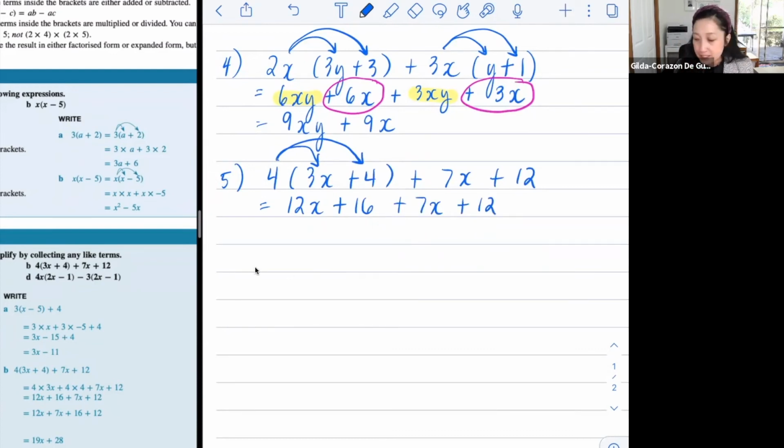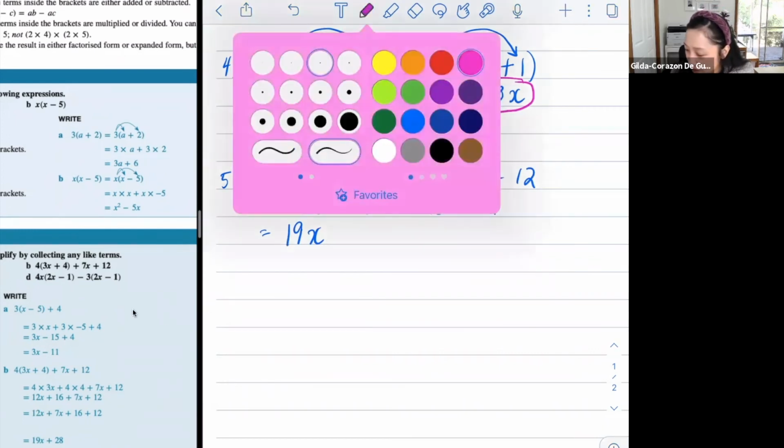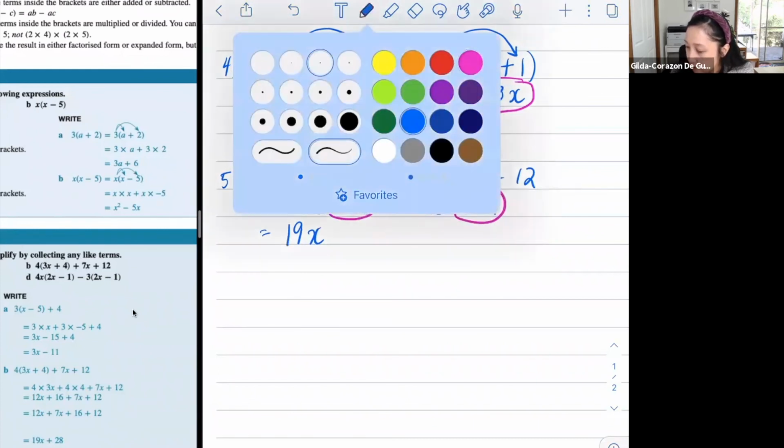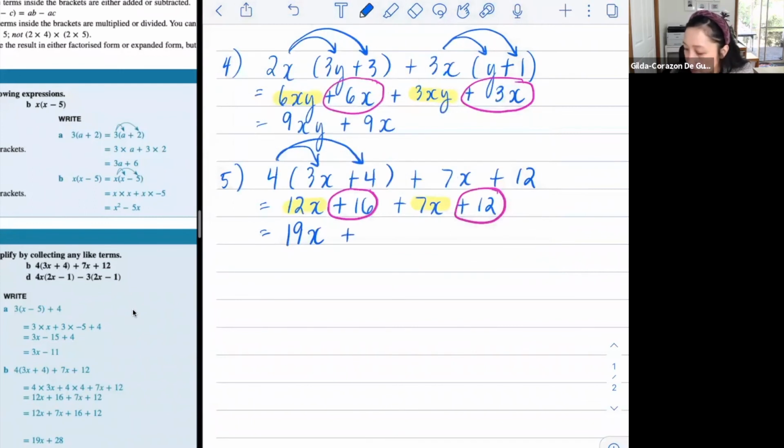Okay, so now we've got 12x and 7x. We can highlight those two because we're adding them together. 12x and 7x gives us 19x, right? 12x and 7x is 19x. And then we would want to add the constants together, 16 and 12. And now we've got what, 16 and 12? That is 28. And let's have the last one there.